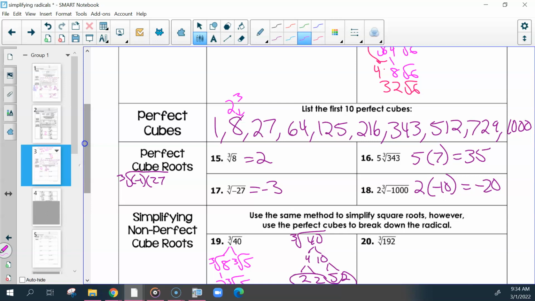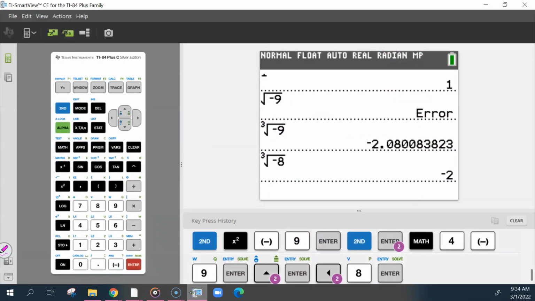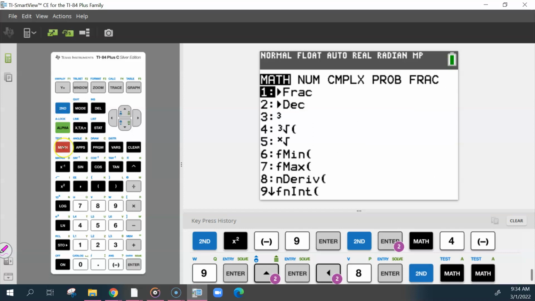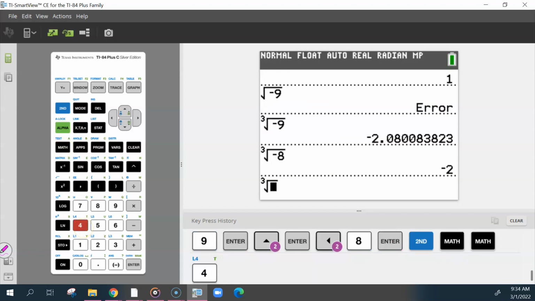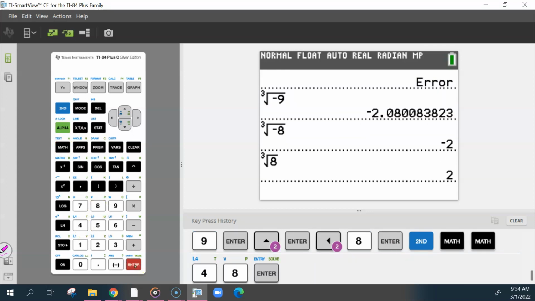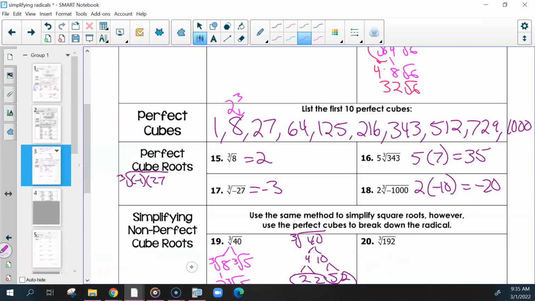If you're not sure about these, definitely put these in your calculator. So the cube root of 8 is 2. 2 times 2 times 2 is 8. So you either need to know those or be able to put them in the calculator to find them out. With these, it may be easier to do the factor tree method than to think about the perfect cubes. But if you want to go that route, you still can.